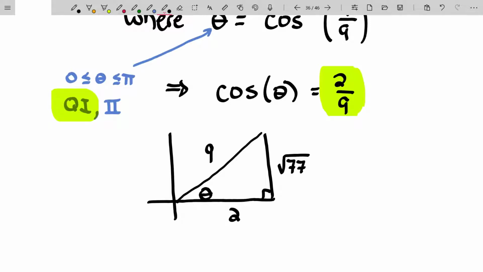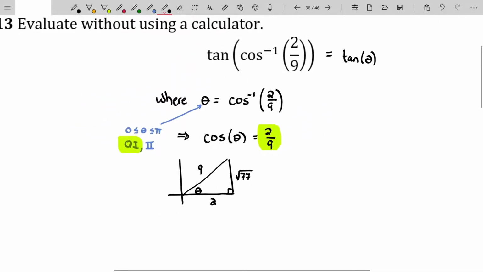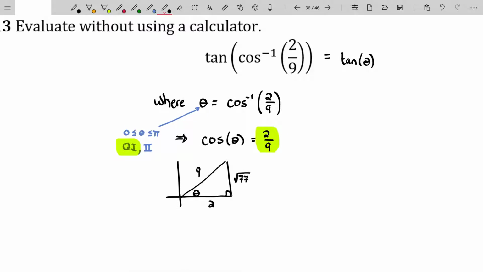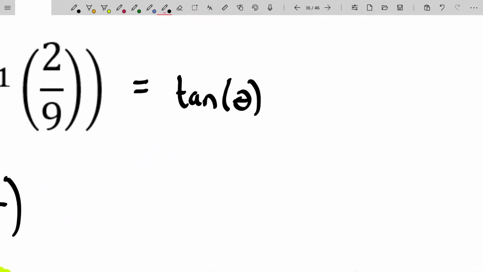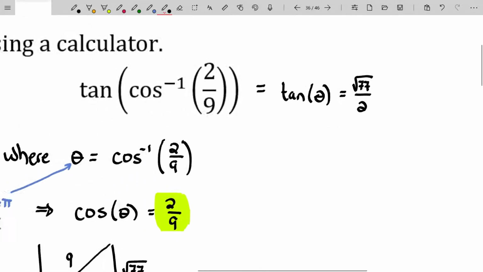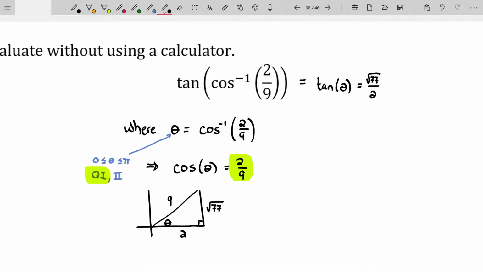And now let's see what the original question was. Oh, what's the tangent of that angle? That's opposite over adjacent, root 77 over 2. So I'll just write that in there, root 77 over 2. I'll zoom back out and just double check my mathematics there. 9 squared is 81 minus 4 is 77.